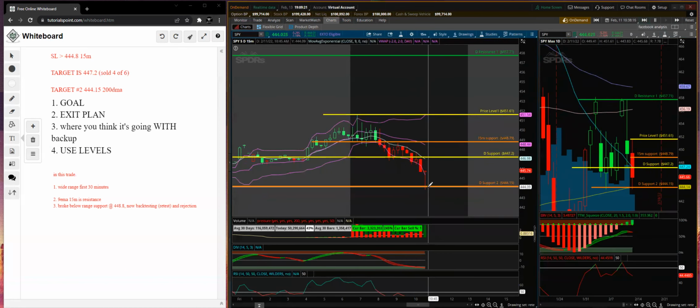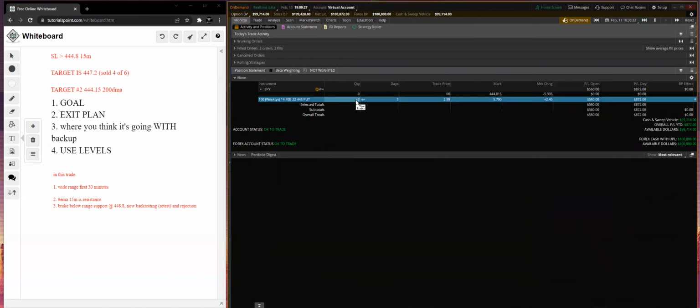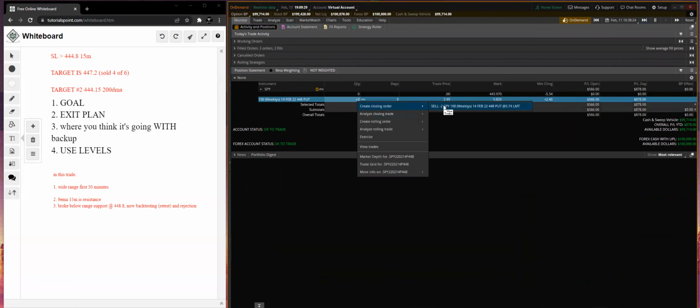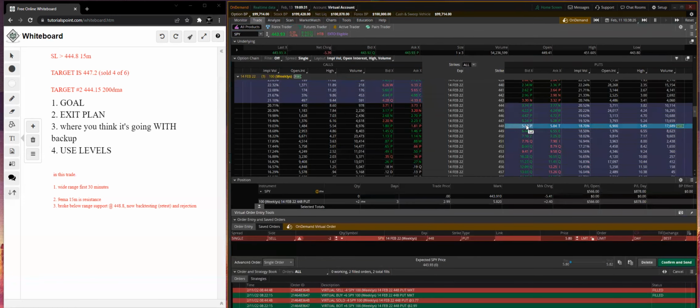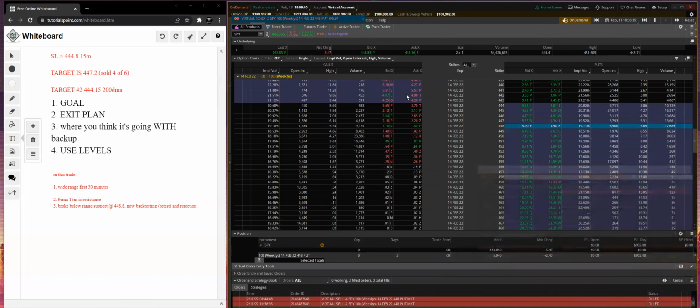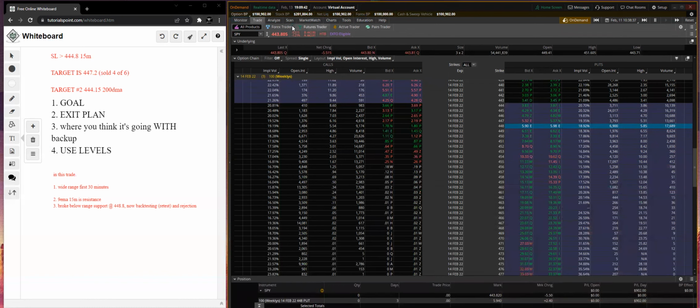I will most likely be taking the rest of my profit right here because we did touch 444.15. Now we're going to take the rest of my profit and see how we do. It is currently at 448. Puts are 580 right now. I'm going to market sell the rest at 587, 594. The spread is not that wide, so we're going to sell the rest of it here at 594.